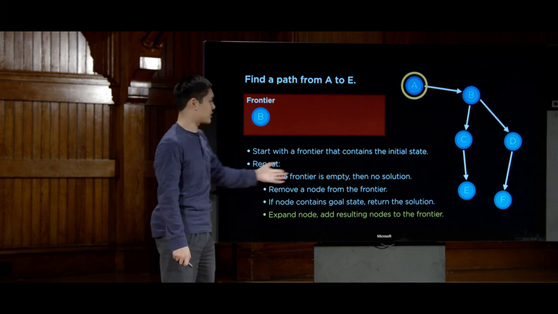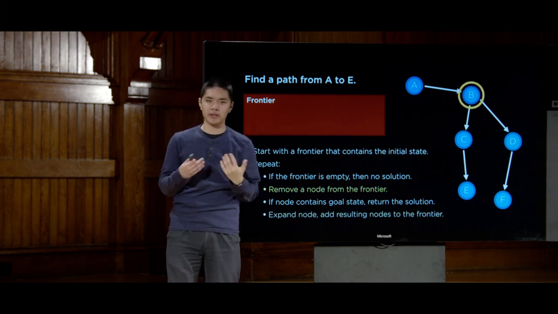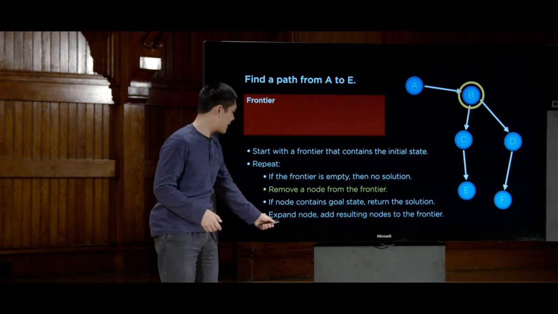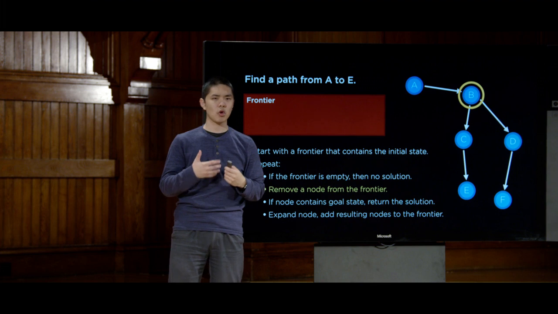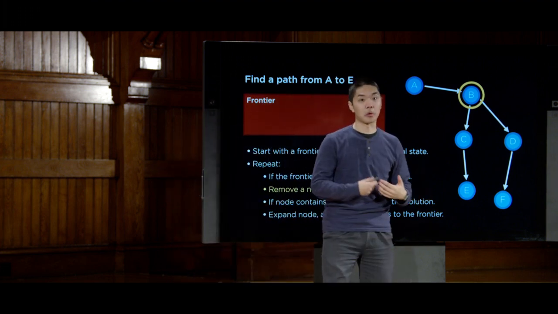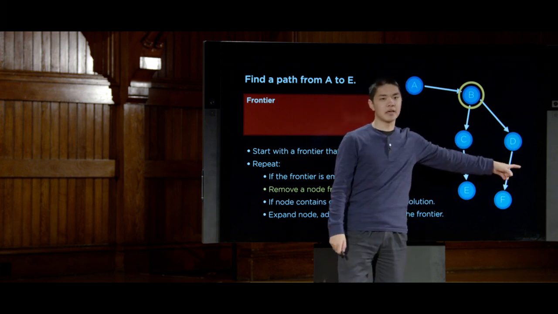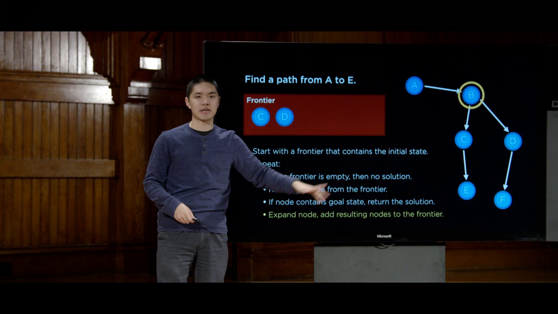We say, all right, the frontier is not empty, so let's remove B from the frontier. B is now the node that we're considering. We ask ourselves, is B the goal? No, it's not. So we go ahead and expand B and add its resulting nodes to the frontier. What happens when we expand B? In other words, what nodes can we get to from B? Well, we can get to C and D. So we'll go ahead and add C and D to the frontier. And now we have two nodes in the frontier, C and D.